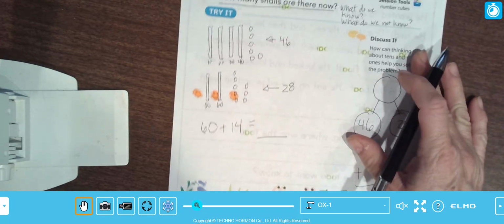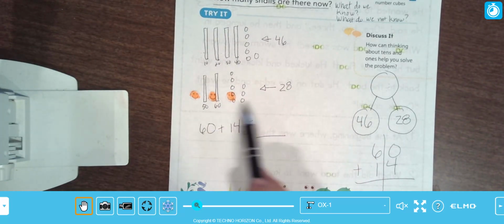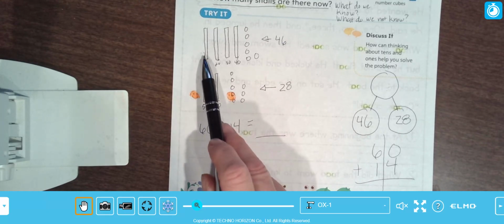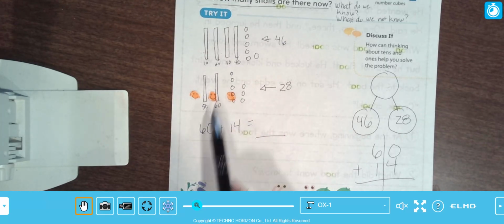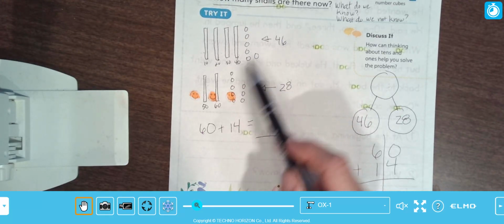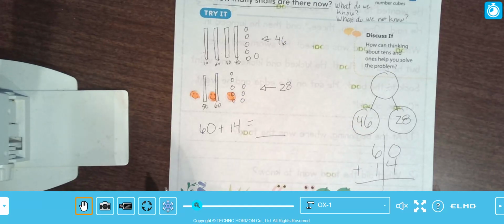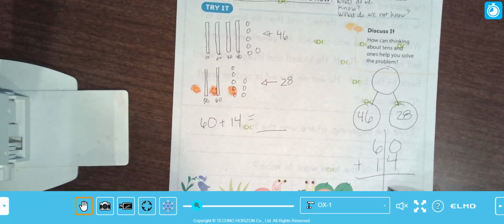Okay, I'm going to show you again how I did it. I drew 46 here, and I drew 28 here. Then I put all the 10s together: 10, 20, 30, 40, 50, 60. I wrote that here. Then I counted the ones: 1 through 14, and wrote that here. Then I added 60 plus 14. You could do it this way, or you could do it this way. And the answer that you get goes here and here. All right.